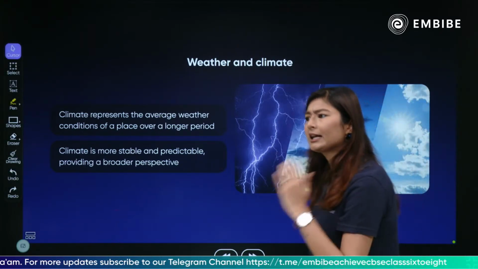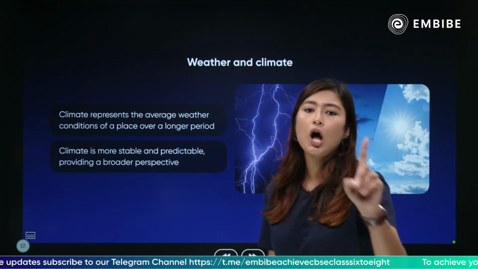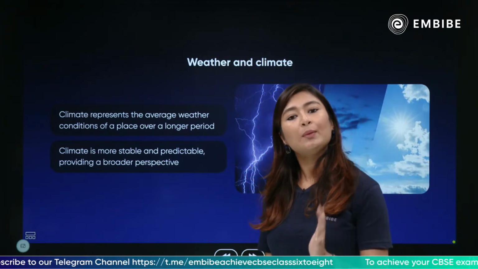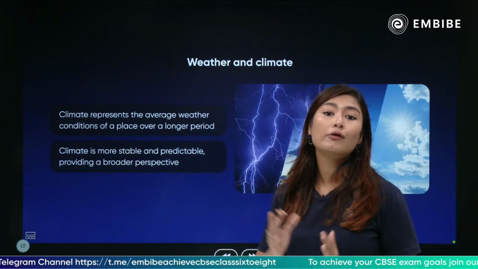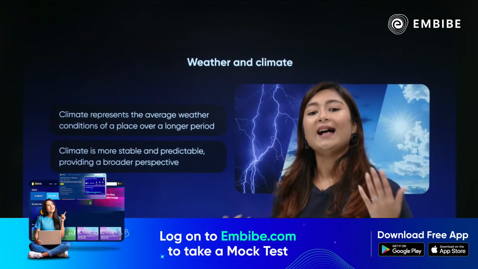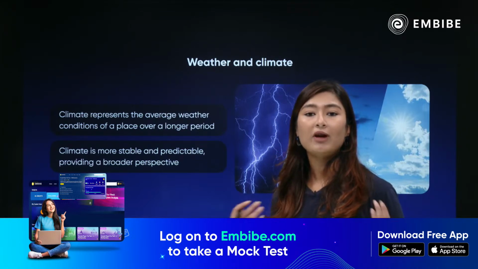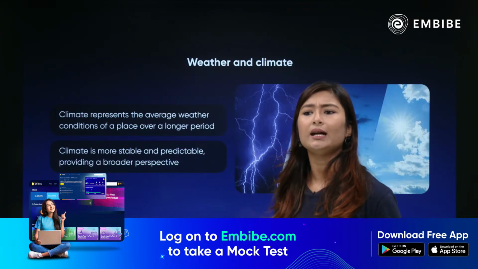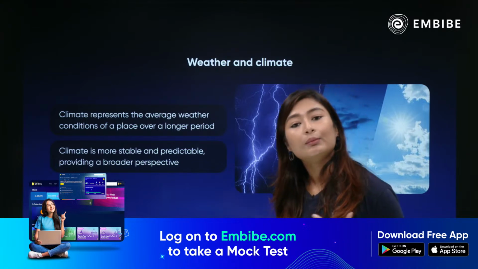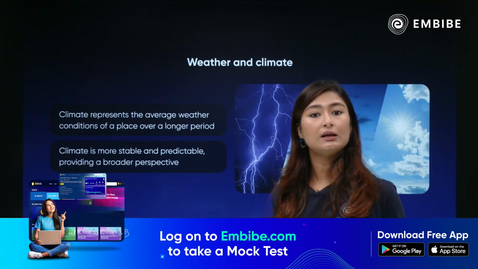Then what does exactly climate mean? Climate is not different from weather. Climate is basically the sum of weather conditions. As we said, weather keeps on changing hour to hour or day to day. Weather can change hour by hour or day by day, twice in a day, four times in a week.